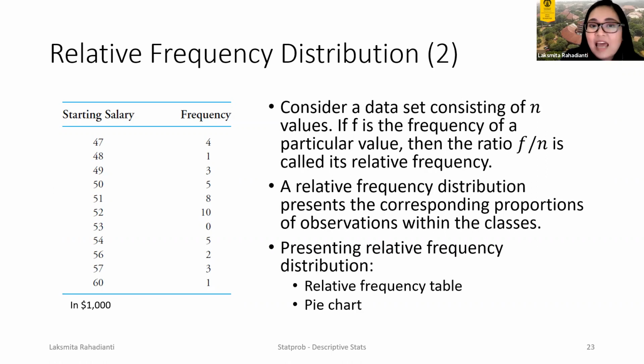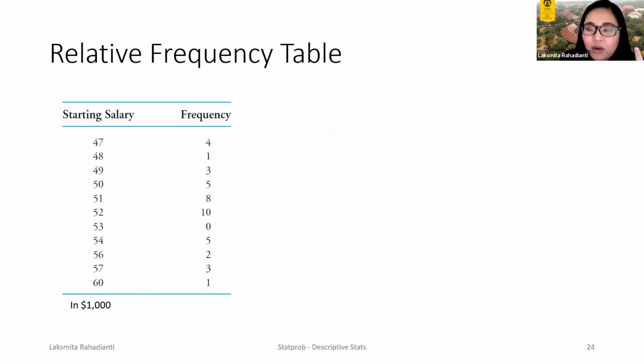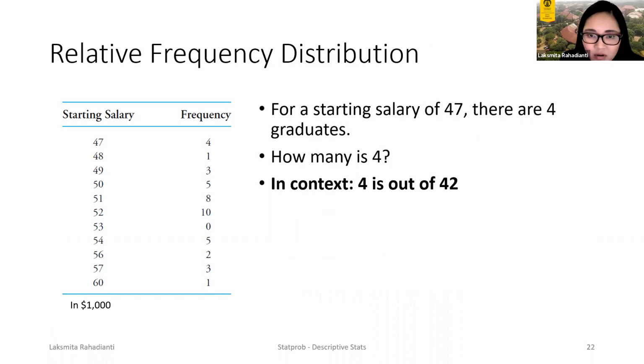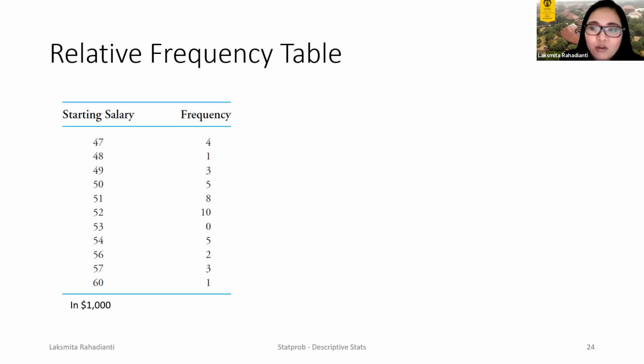So if I have n values, I can talk about the ratio of the frequencies instead of the raw frequency values themselves. And after I have that value, I can then present it in a relative frequency table and a pie chart. So when I want to display a relative frequency table, I want to know in context, what does 4 mean? 4 is out of, what did it say before? 42, right? Yeah. 4 is out of 42.